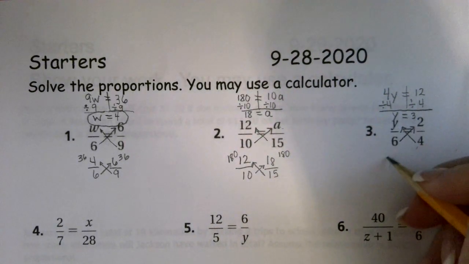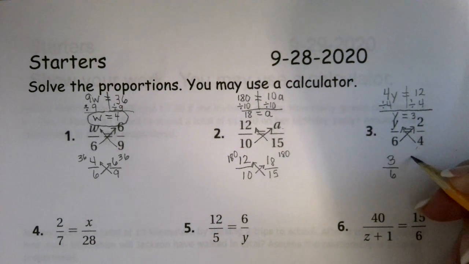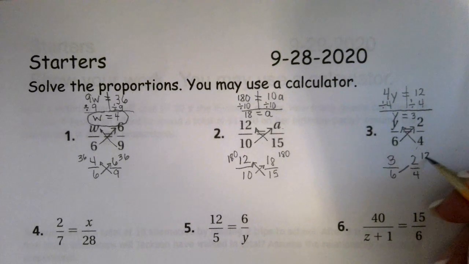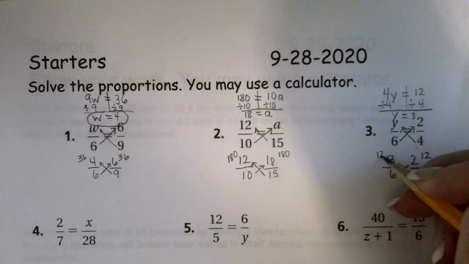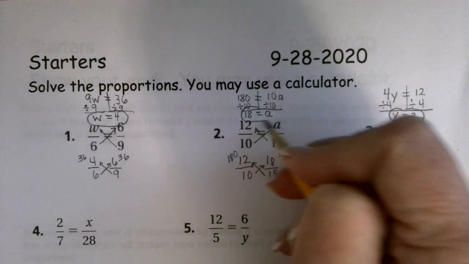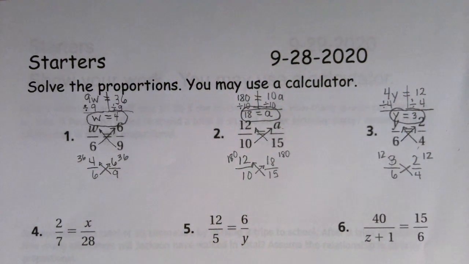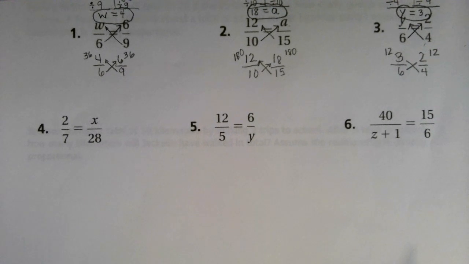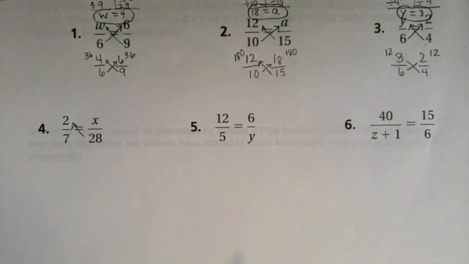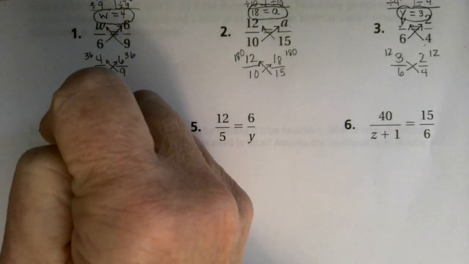So we've got 3 over 6 and 2 over 4. And when we cross multiply, this is equal to 12, and 3 times 4 is 12. So I know that that answer is right. So I didn't circle that one for the 18. All right, we've got 2 times 28 is 56.